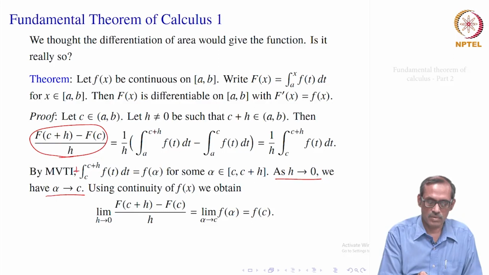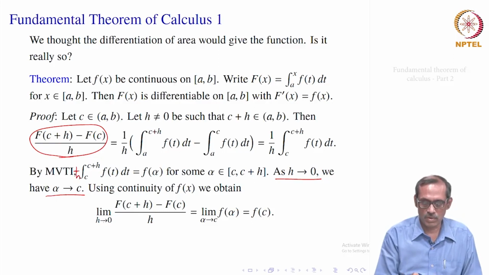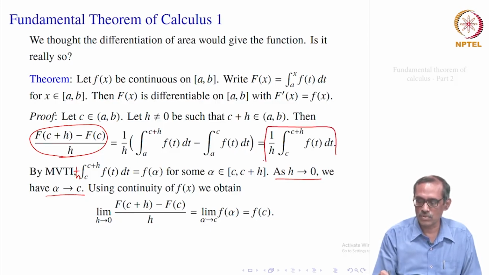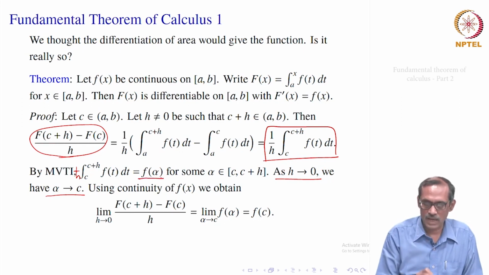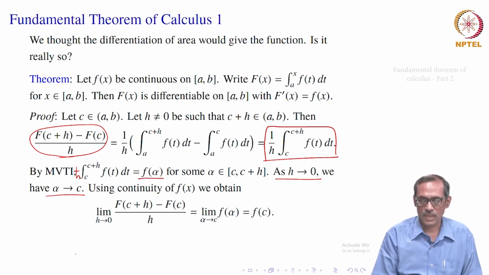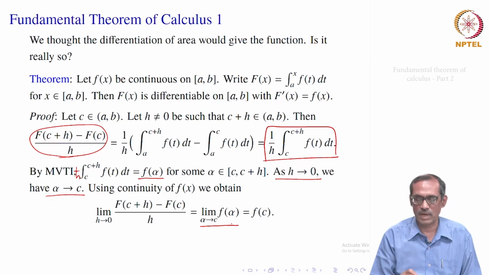Okay. So, that limit will be the limit as h goes to 0 of F(c plus h) minus F(c), divided by h, which is the limit of f(alpha) as h goes to 0. But as h goes to 0, alpha also goes to c. So, we can write this as the limit as alpha goes to c of f(alpha). Now, f is continuous, so the limit as alpha goes to c of f(alpha) is equal to f(c).